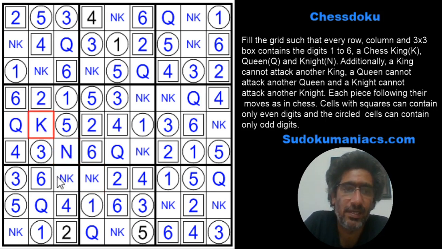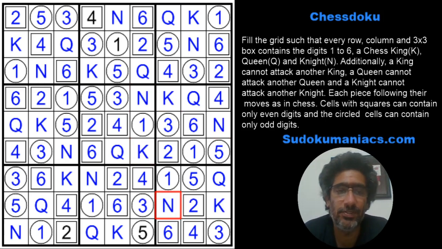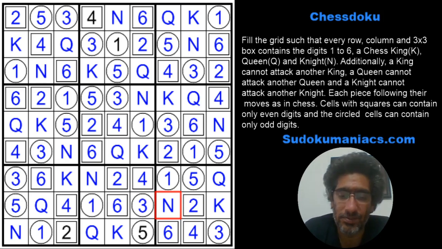So that becomes a king, knight, king, knight, king. Again, this will become knight move. So that's a king, knight, king, knight, king, and a knight. And that is how we use the chess move constraints to identify the positions of the king, queen, and the knight.